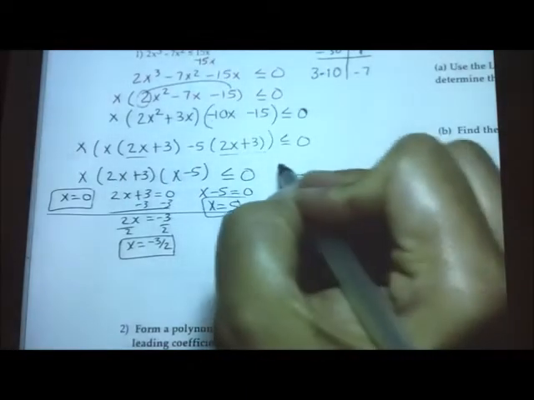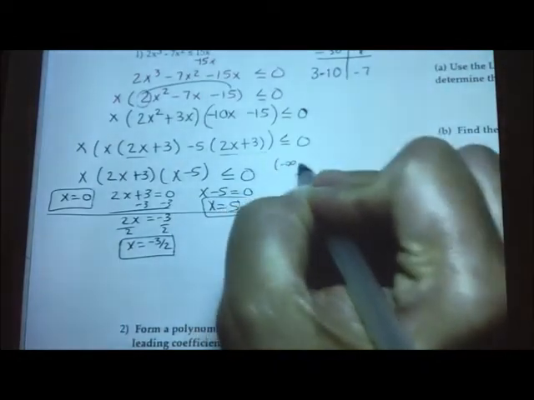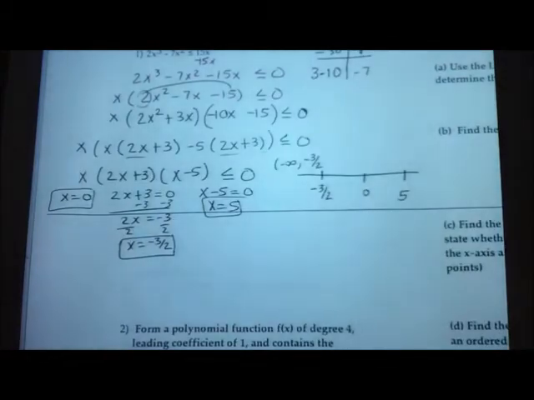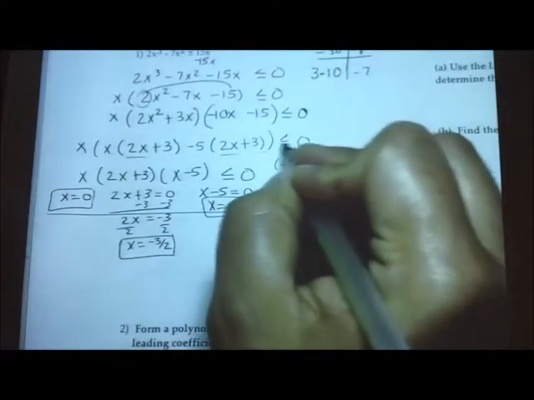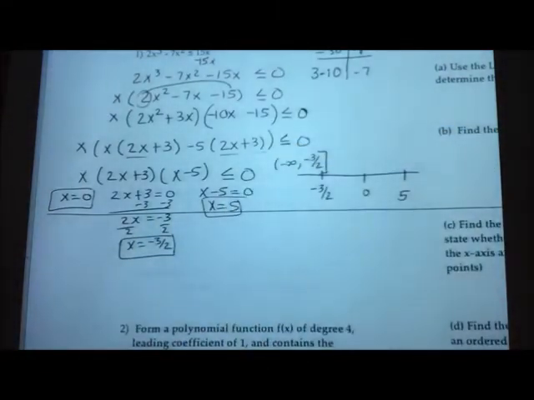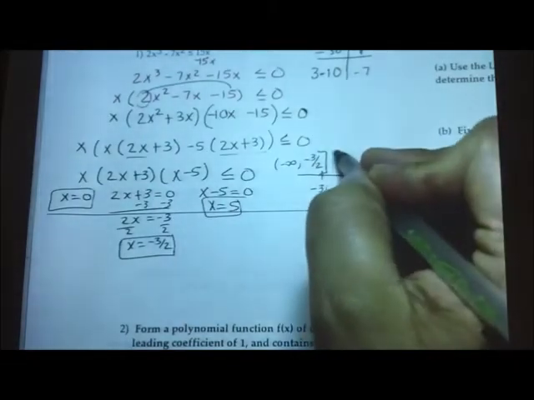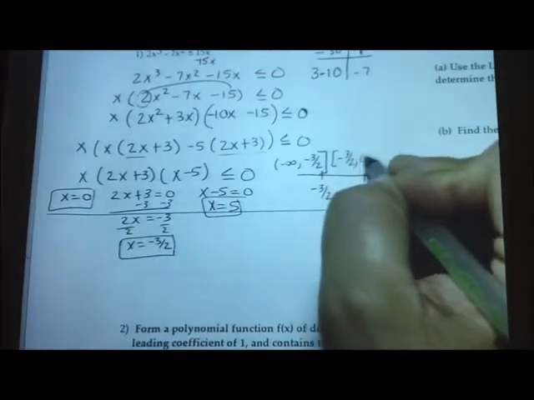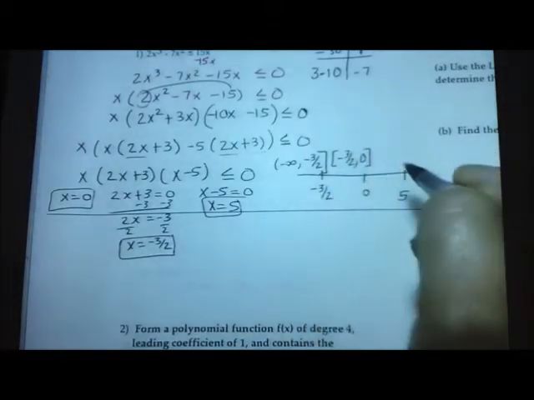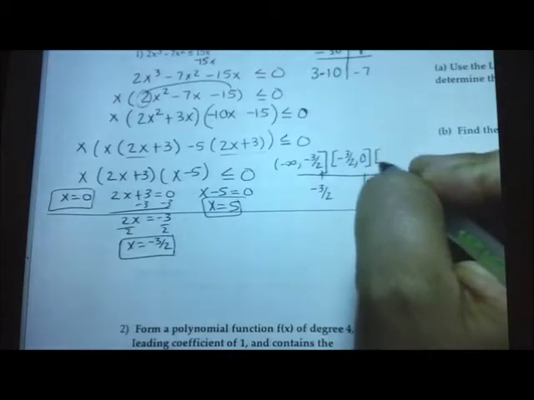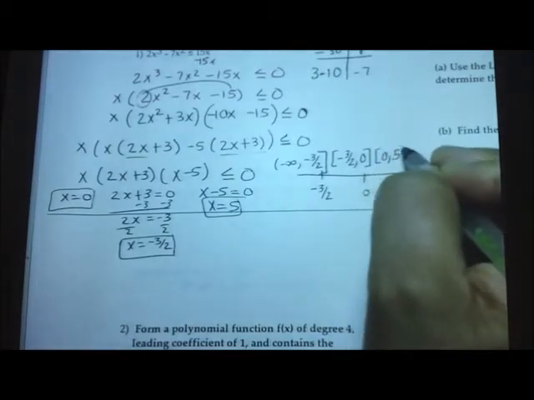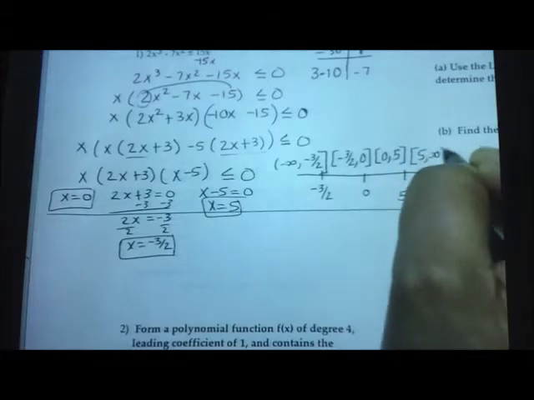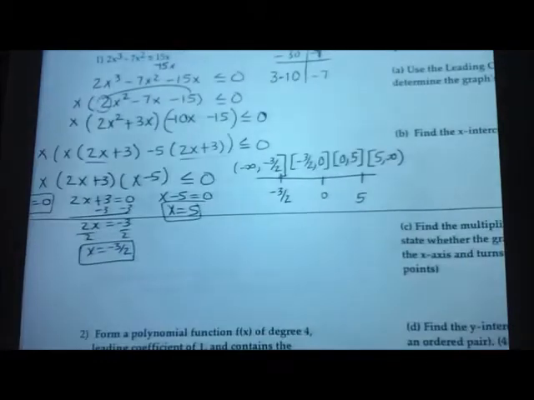So this one would be from parentheses, negative infinity to, now would it be a bracket or a parentheses? A bracket, because it has the equal, correct? Yes. And then this one would be from negative 3 over 2 to 0. And then this one would be from 0 to 5. And then the last one would be from 5 to positive infinity. So those are your 4 possibilities.